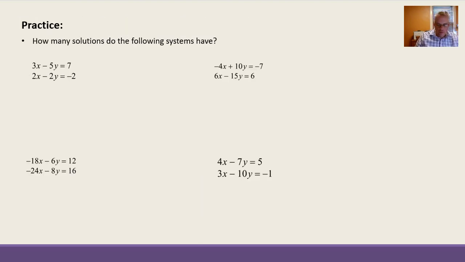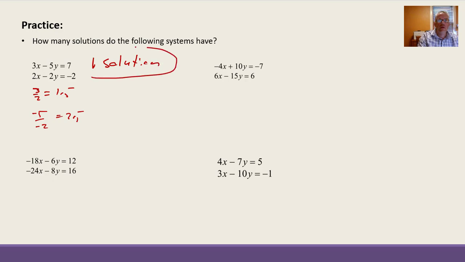All right, so we're going to finish by doing 4 examples. We're going to check the ratios and see, do these have an infinite number of solutions, no solution, or exactly one solution? So the ratio of the x's is 3 halves, which is 1.5. The ratio of the y terms is negative 5 over negative 2, which is 2.5. Those are different, so already I know this has one solution. It's a special case if those two are the same.